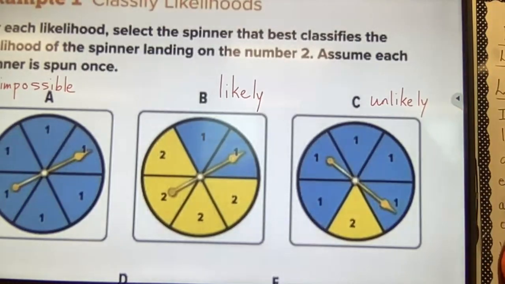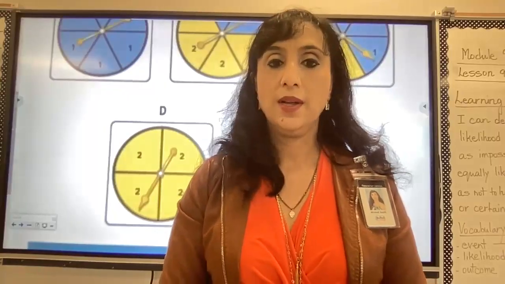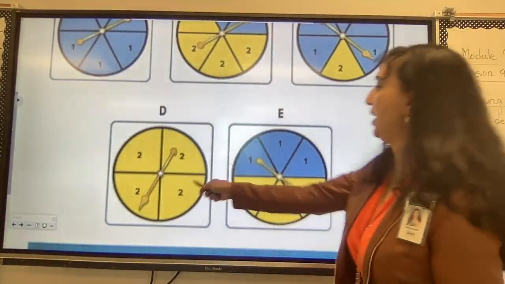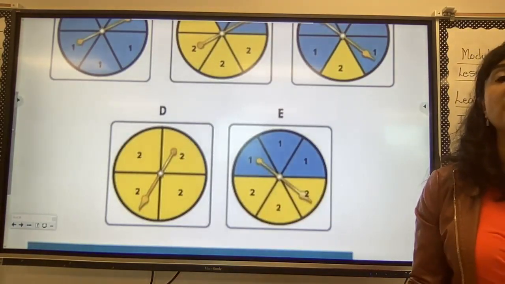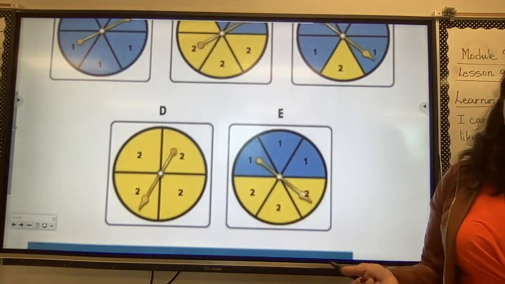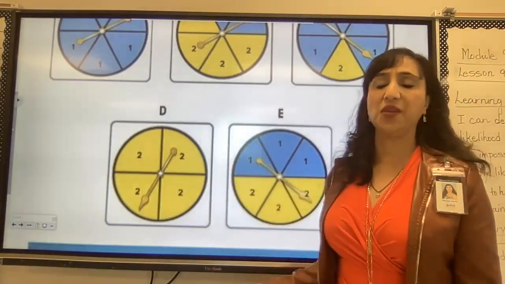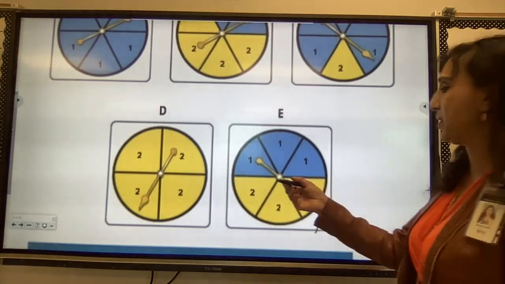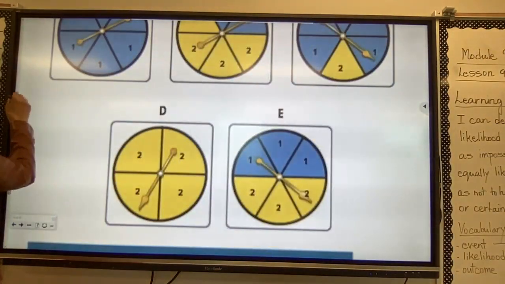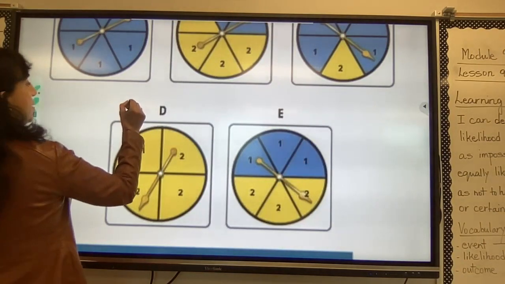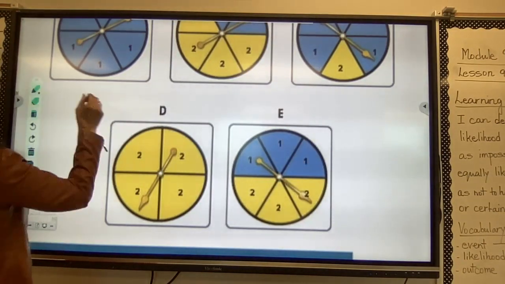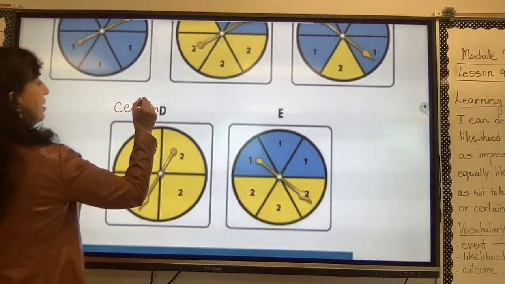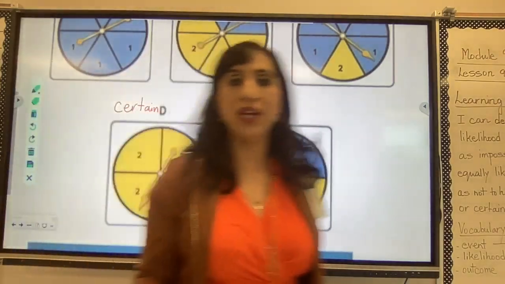Okay, let's look at 2 more. If I'm looking at the next one, which would be D, what is the probability of it landing on a 2? As you can see, all of them are only 2. So because of that, this is going to be absolutely certain. This is certain. It will definitely land on a 2 because we only have 2 over there.